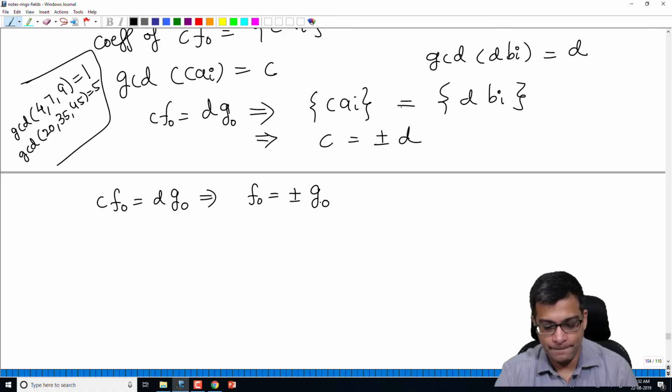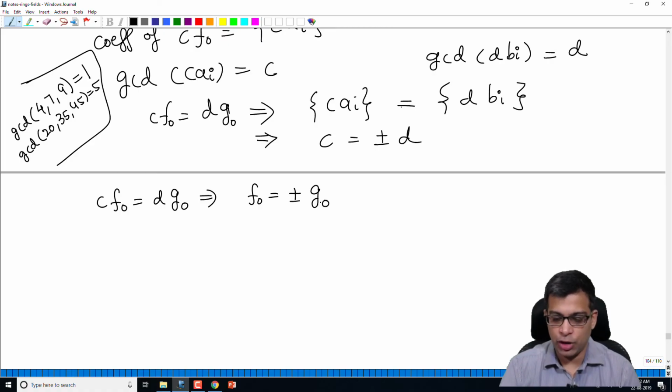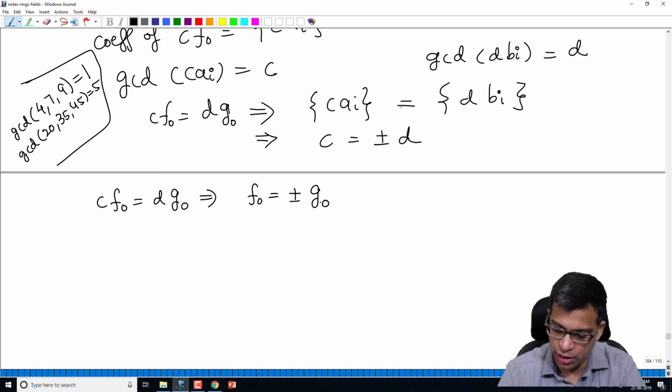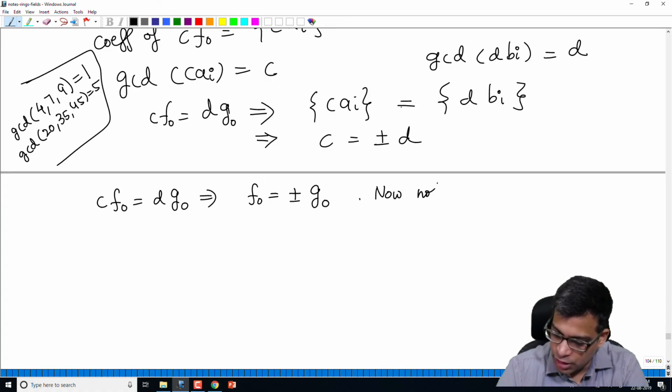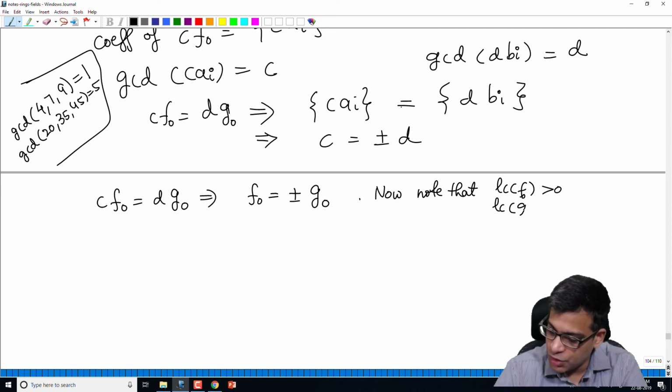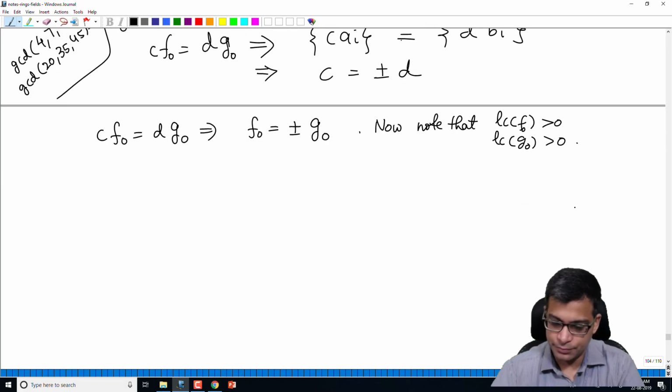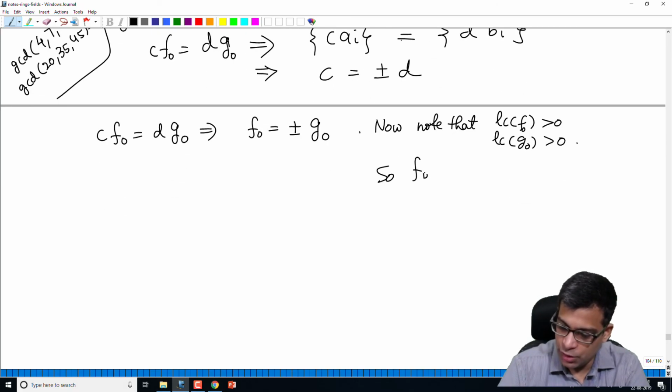C and D are actually the same, plus minus of the same number. So we can cancel C, and the only issue would be that maybe F0 is minus G0 or F0 is actually equal to G0. But in fact, note that the leading coefficient of F0 is positive, and the leading coefficient of G0 is positive. Why is that? That is because F0 and G0 are primitive polynomials. By definition, a primitive polynomial has a positive leading coefficient. So the leading coefficient of F0 is positive, the leading coefficient of G0 is positive, that means F0 is equal to G0.